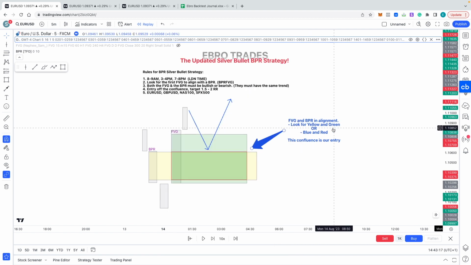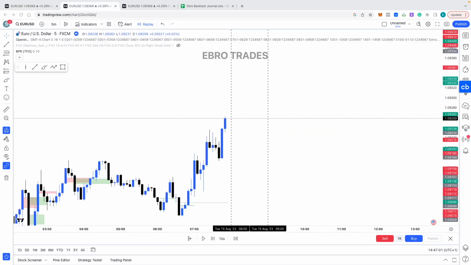So you're looking for yellow and green or blue and red to overlap. That confluence is our entry. We'll now do sort of 2 examples. I'll show you all of this in practice. Everything's going to make sense, super simple, and you're going to be pretty much ready to take your funded challenges.